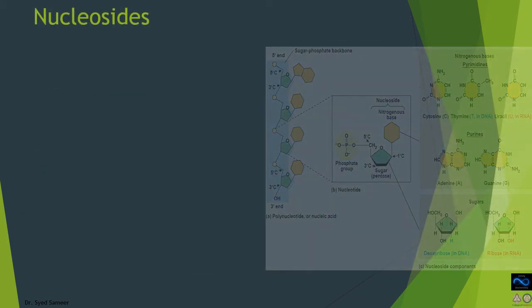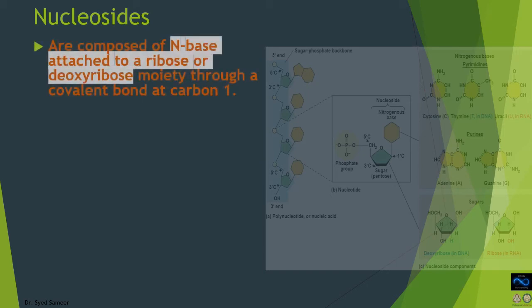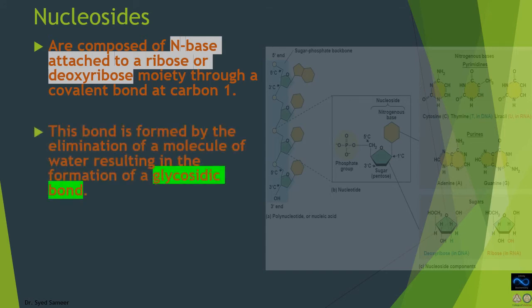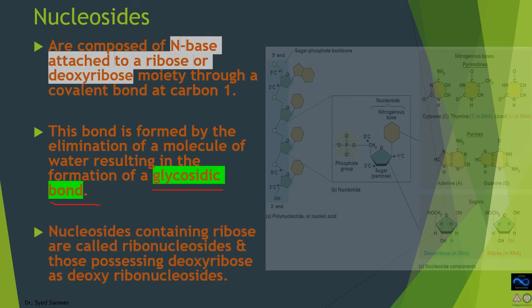So what is a nucleoside? A nucleoside is actually a combination of two different things, the nitrogen base and the ribose. When both are linked together at carbon number 1 of the sugar moiety, then the association is called a nucleoside. The association between a nitrogenous base and ribose happens with the help of a bond. That bond is called a glycosidic bond.